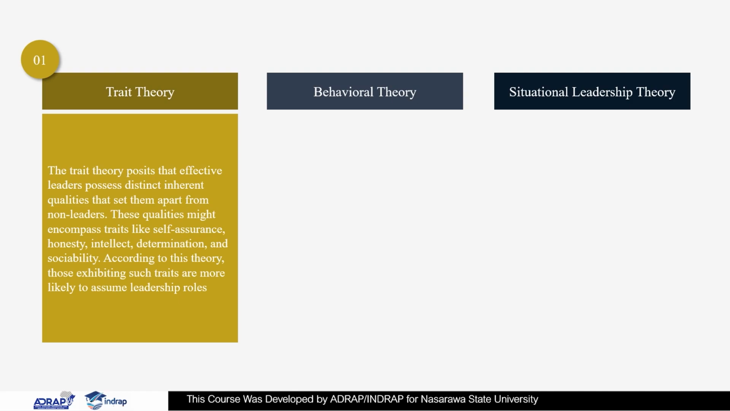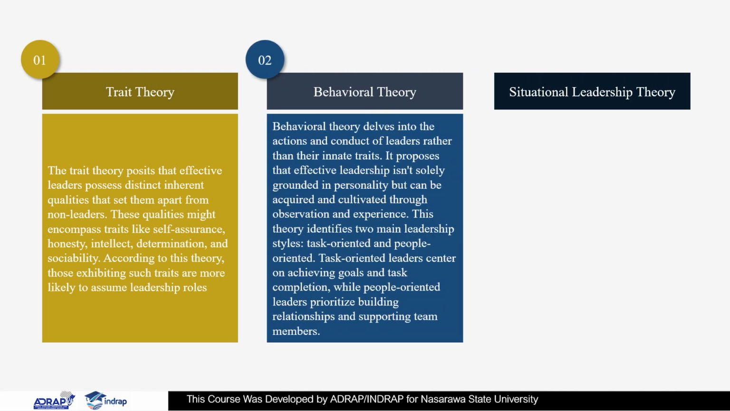Behavioral theory. Behavioral theory delves into the actions and conduct of leaders rather than their innate traits. It proposes that effective leadership is not solely grounded in personality, but can be acquired and cultivated through observation and experience. This theory identifies two main leadership styles: task-oriented and people-oriented. Task-oriented leaders center on achieving goals and task completion, while people-oriented leaders prioritize building relationships and supporting team members.